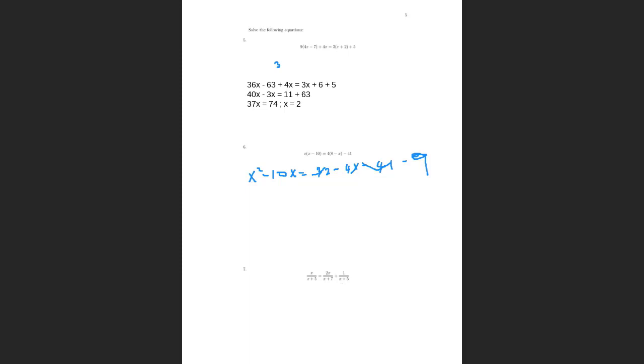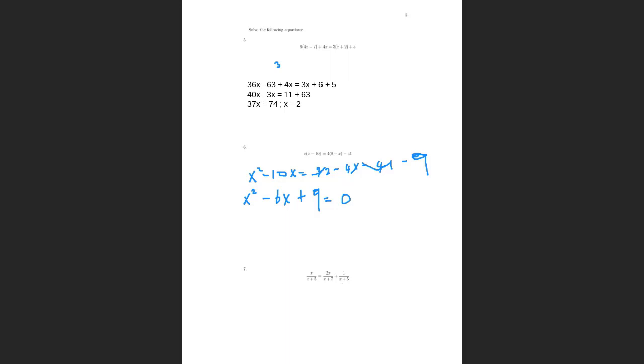So we'll add the 4x and the 9 to the other side, so you're going to get x squared, and then minus 10x plus 4x is minus 6x. And this minus 9, when you add it to both sides, you're just going to get plus 9. It's all going to be equal to 0.